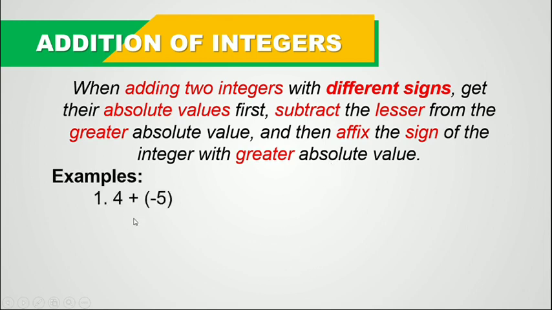So we have here 4 plus -5. The first thing that we need to do is to get their absolute values first. So what's the absolute value of 4? It's 4. What's the absolute value of -5? It's just +5. And then we're going to subtract the lesser from the greater absolute value. So asa may dako, 4 or 5? Definitely it's 5, right? So i-subtract na to ang lesser ng absolute value sa dako ng absolute value. So 5 minus 4 equals 1.